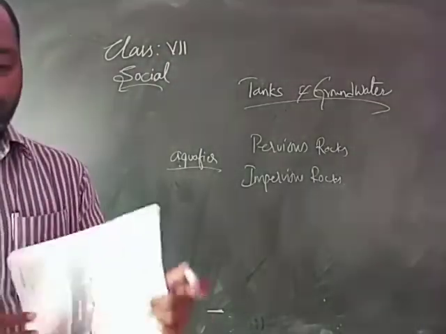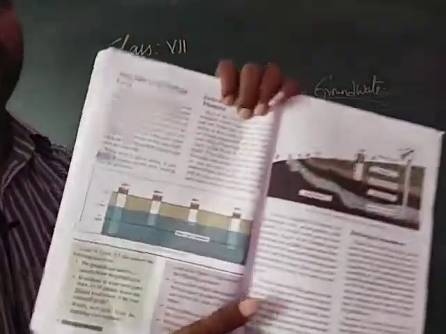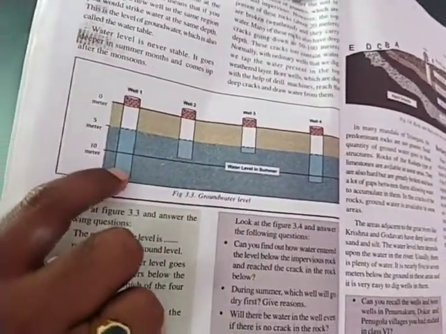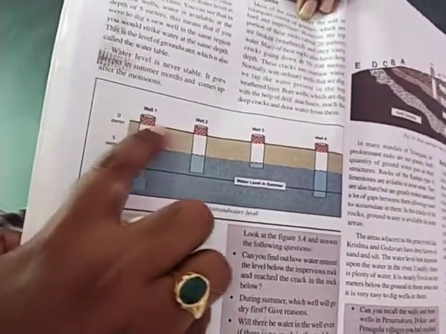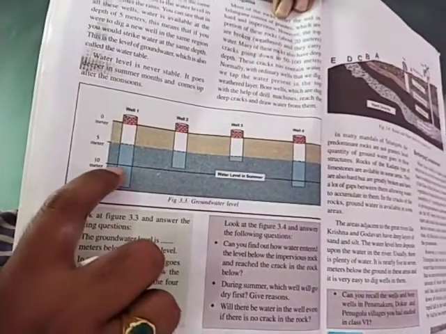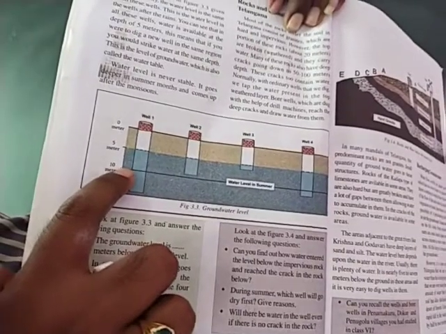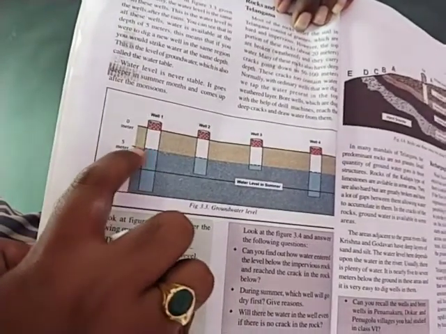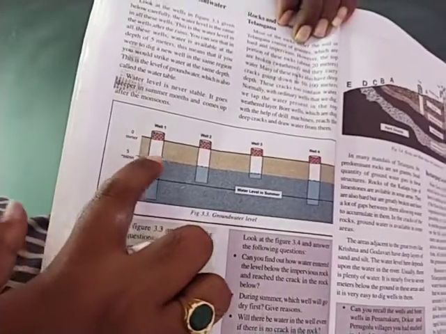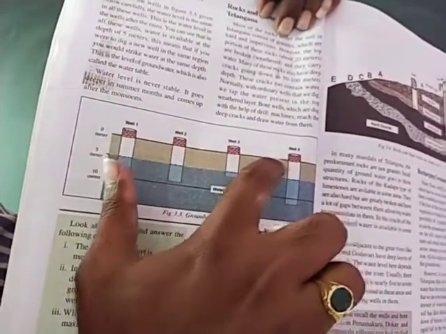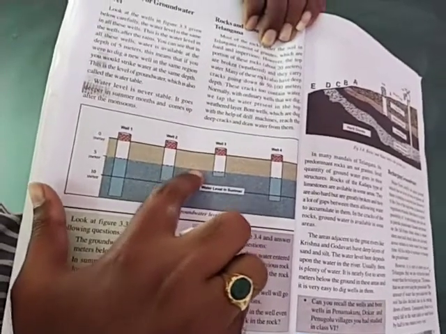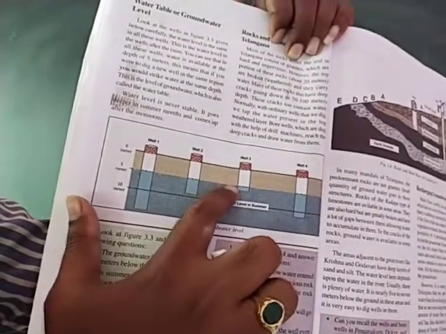So observe this picture very carefully. Here you can see 0 meters, this is the ground level, and this is at 5 meters, and this is 10 meters. So what you can see in all these wells is that the water is available at a depth of 5 meters. This means that if you were to dig a new well in the same region, you would strike water at the same depth of 5 meters. That is the level of the groundwater, which is called the water table.